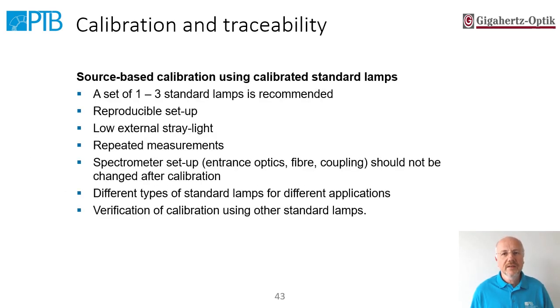Among other methods, the so-called source-based calibration method can be performed. For this, we recommend using a set of up to 3 standard lamps. The measurement setup should have easily reproducible conditions and low external stray light. Multiple measurements should always be carried out repeatedly. After calibration, the configuration of the system should not be changed. I would say it must not be changed. The standard lamps should be selected appropriately for the intended application of your instrument, and the calibration might be verified using other standard lamps.